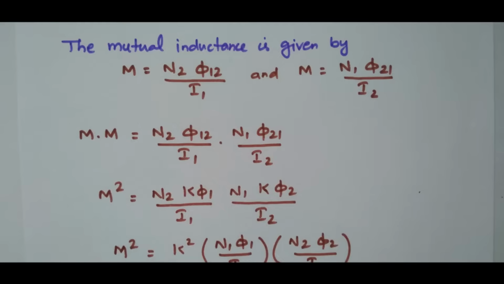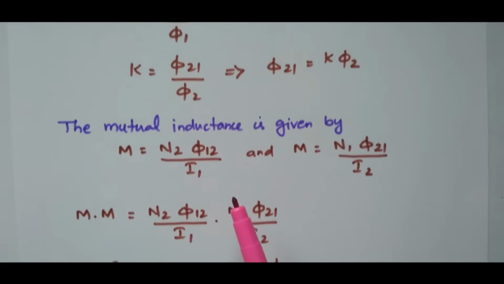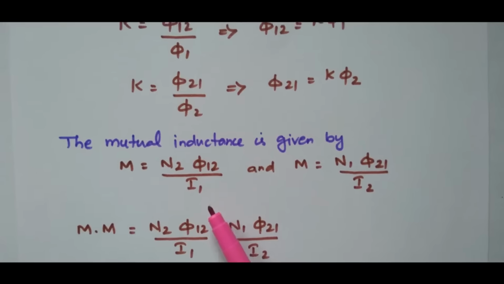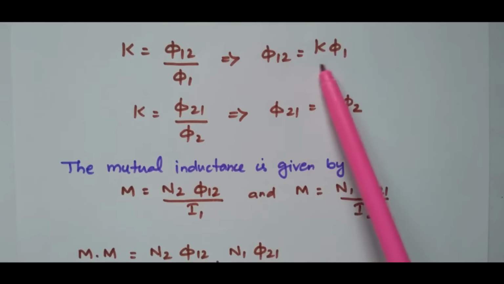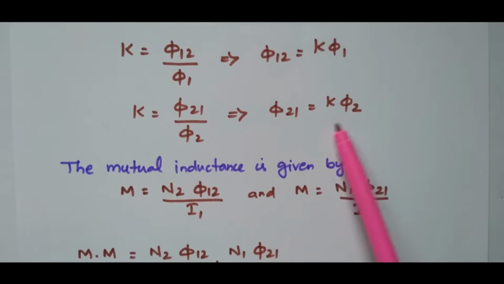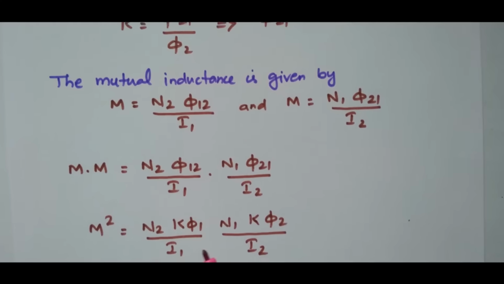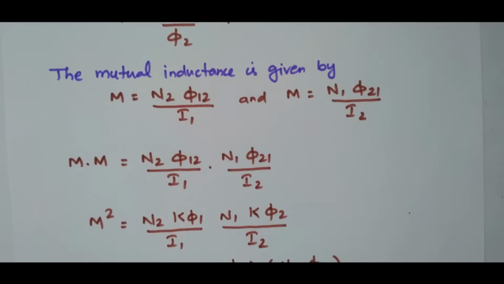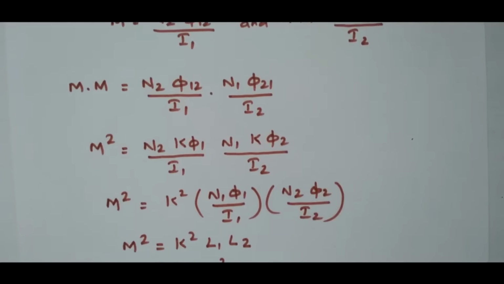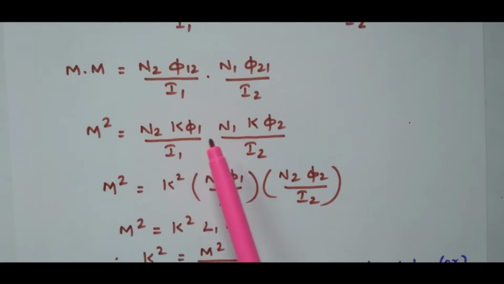So M square equal to N2 phi 12 N1 phi 21 divided by I1 I2. This phi 12 is nothing but K into phi 1. Similarly, phi 21 is K into phi 2. Right? So this phi 12 is now replaced as K into phi 1, and phi 21 is replaced as K into phi 2. Right? Now we have two K's available, so it becomes K square. Right? And the coil 1 terms are written separately.